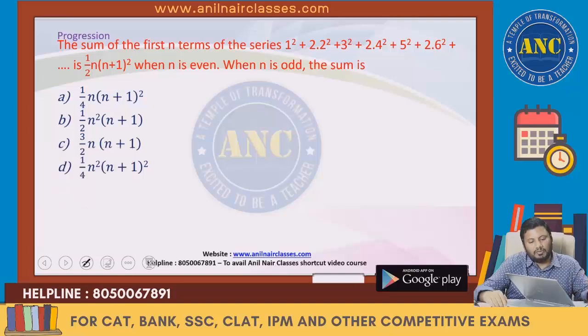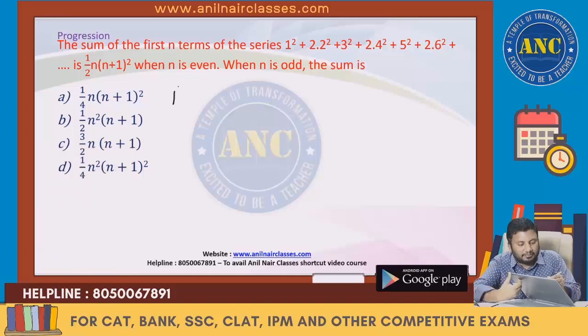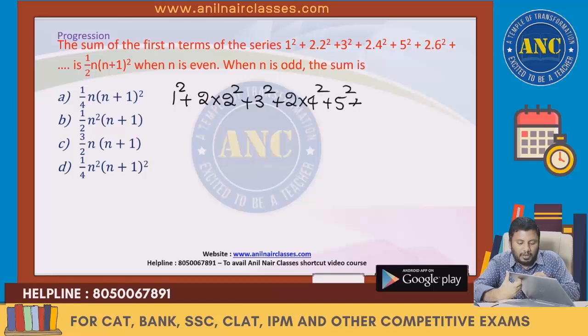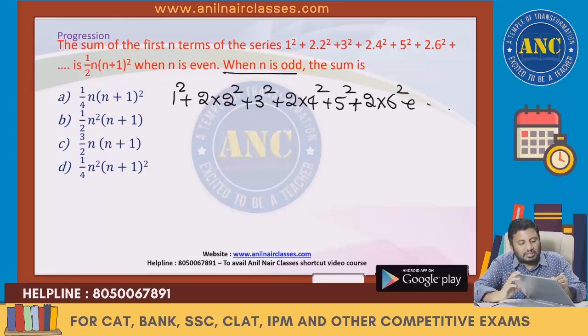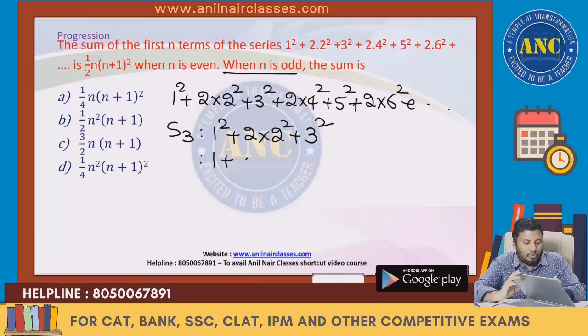See here, the sum of the first n terms of the series 1 square plus 2 into 2 square plus 3 square plus 2 into 4 square plus 5 square plus 2 into 6 square. Okay, this is the series. When n is odd, put n equals 3. S3 means the first 3 terms: 1 square plus 2 into 2 square plus 3 square. This is 4 twos are 8, 3 square is 9, 8 and 9 are 17, plus 1, 18. For n value 3, I should get 18.